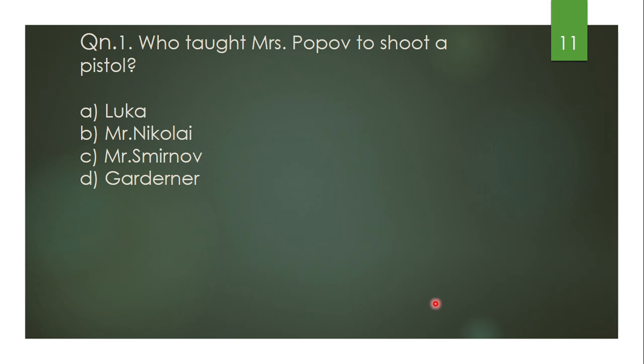Now I have 10 MCQs here, just to have a recap. First question: who taught Mrs. Popov to shoot a pistol? A. Luca, B. Nikolai, C. Smirnov, D. the gardener. You know the answer: definitely Mr. Smirnov.